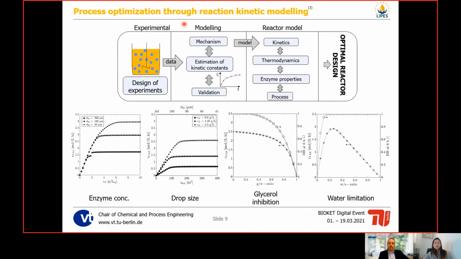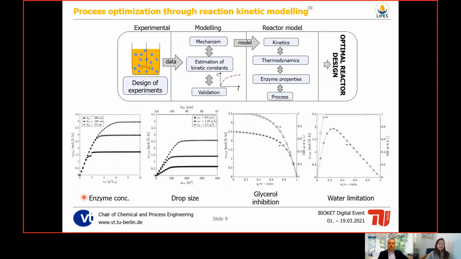So what we have achieved so far is we can predict the optimal reactor design also for a larger scale based on laboratory experiments. We extract the experimental data and we model the reaction mechanism, and we have estimated the kinetic constants to predict the optimum condition for the reactor. If you are interested, we have published the kinetic modeling in a paper which I will give the link to at the end of the presentation.